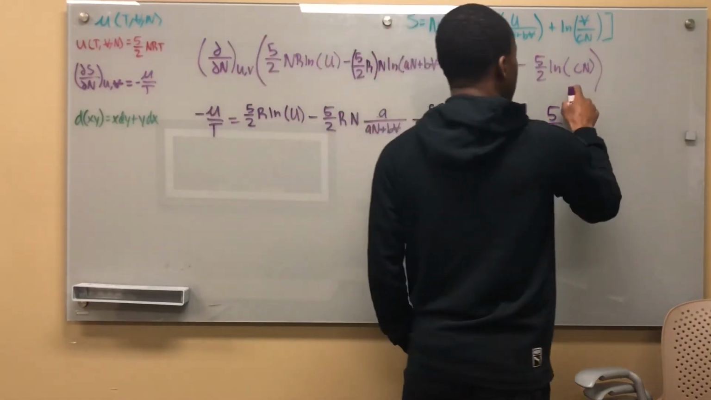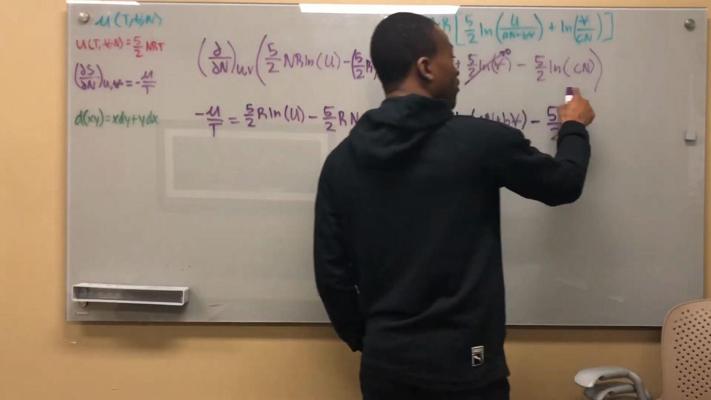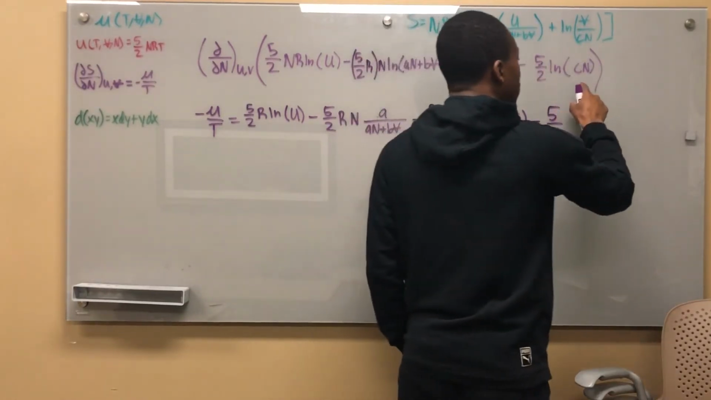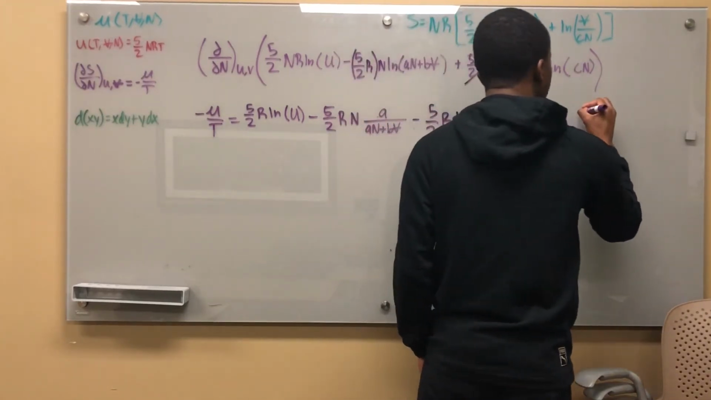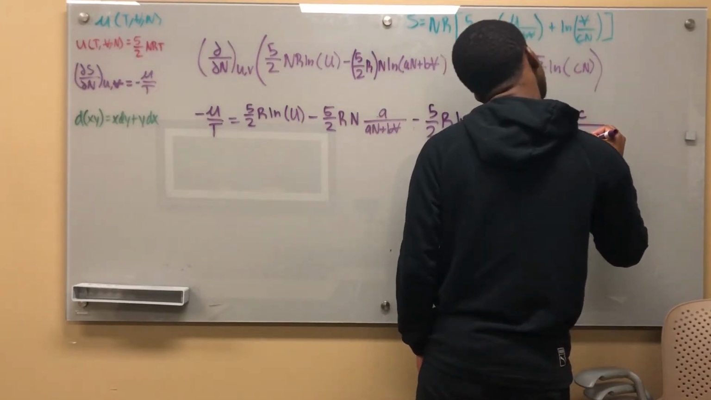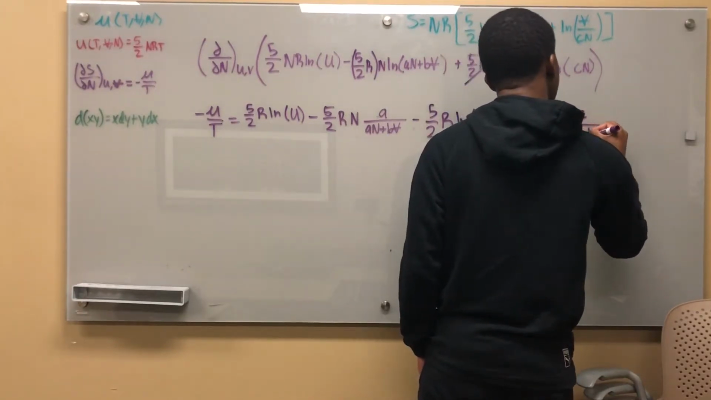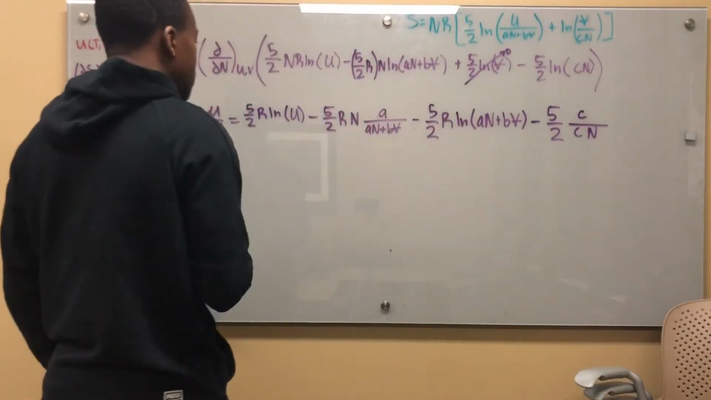the derivative of this is going to be 1 over cn times the derivative of what's inside here, right? And the derivative of what's inside here with respect to n would just be c, right? So it's going to be 5 over 2 times c over cn, right? And those c's cancel out, okay? But let me just wait and see something.